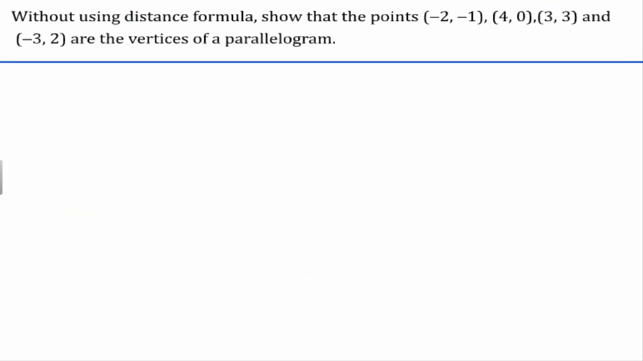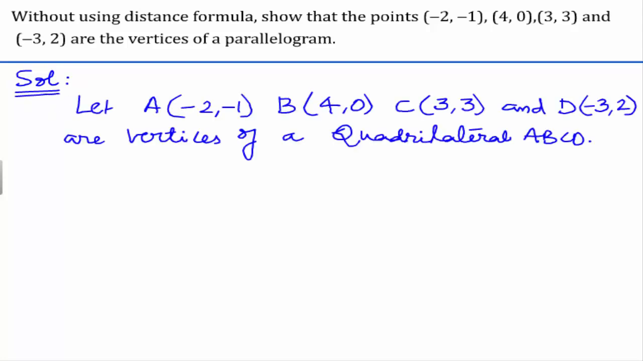In this problem, we were given the 4 points and we have to show these 4 points are the vertices of the parallelogram. But one condition is that we are not supposed to use the distance formula. Let us see the solution for this. Let us assume the 4 points as A, B, C, D. A is (minus 2, minus 1), B is (4, 0), C is (3, 3) and D is (minus 3, 2). And these are the vertices of a quadrilateral ABCD. We need to show that that quadrilateral is a parallelogram.